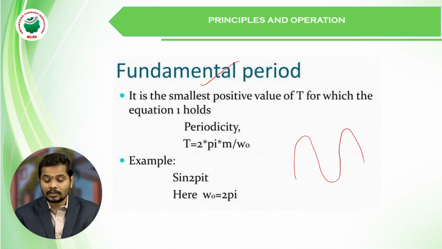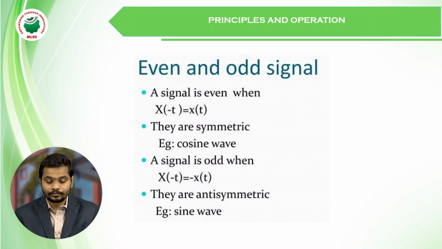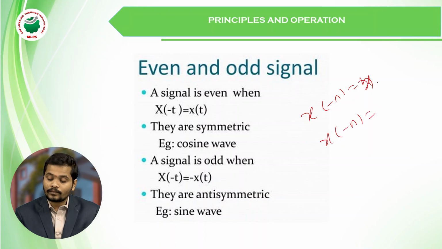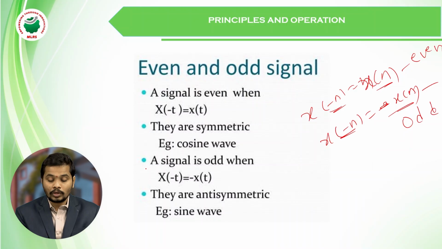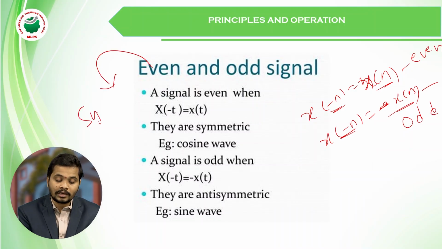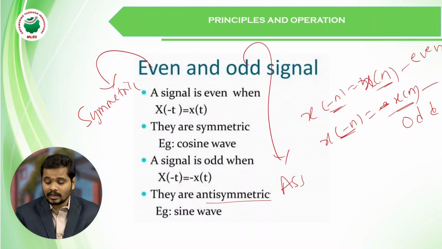The fundamental period of the signal is the smallest positive value, and it can be represented by 2 pi m over omega naught. And for even and odd signals, I have already told that x of minus n equals x of n for an even signal, and x of minus n equals minus x of n for an odd signal. So for negative values of n, if it produces the same positive values, it is said to be an even signal, and if for negative values it produces the negative values, it is an odd signal. Okay, so this is the basic thing. An even signal is also called a symmetric signal, and an odd signal is also called an asymmetric or anti-symmetric signal.